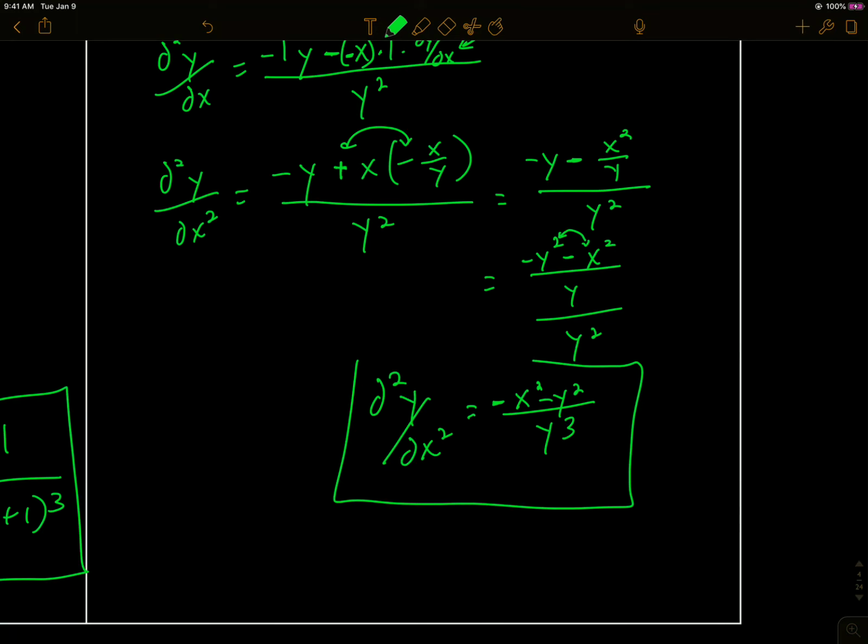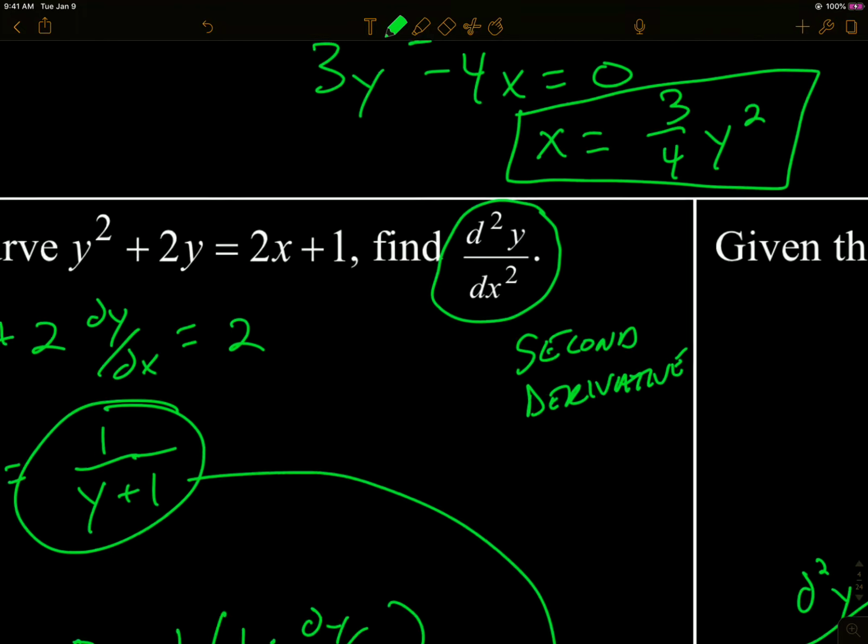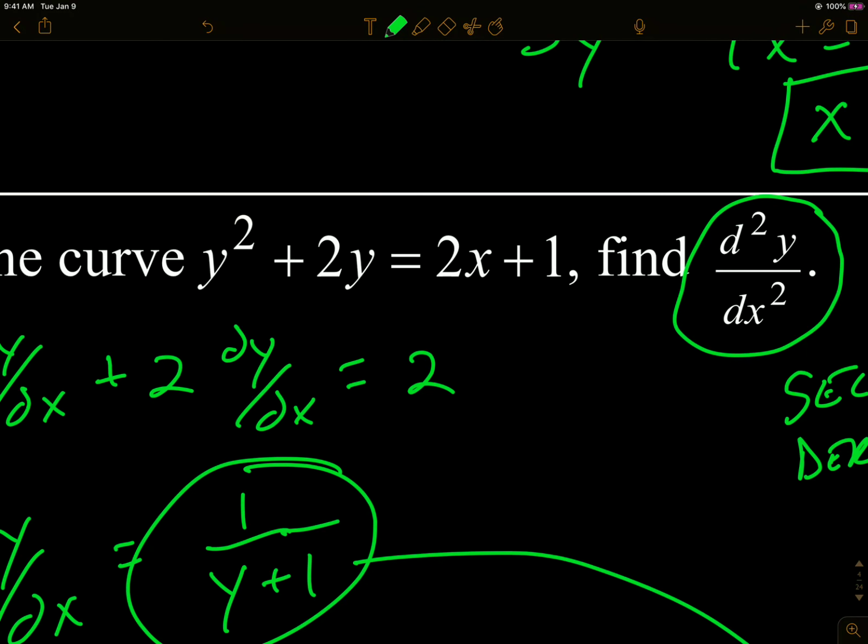So today we're just practicing this skill. We're going to look at how we can use it very soon in terms of a word problem or an application. So that is what's called implicit differentiation. How can you find the derivative when the x's and the y's are all mixed up?